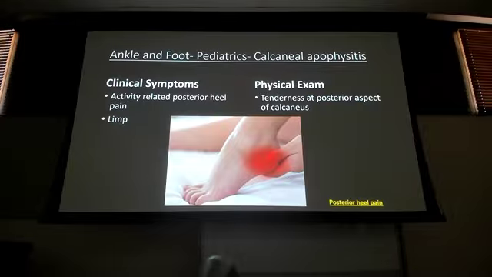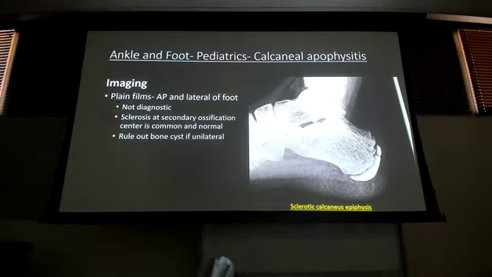On physical exam, one of the tests we do is a calcaneal squeeze test, just doing medial and lateral compression on that heel, and that should reproduce their symptoms. That's the classic finding you see with it; we call it the calcaneal squeeze test.